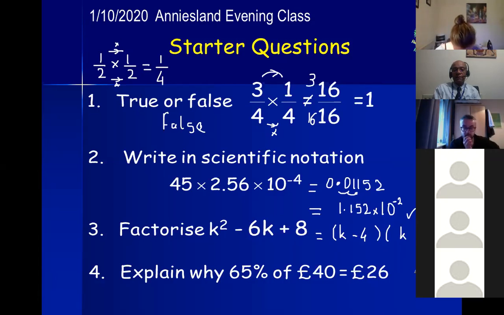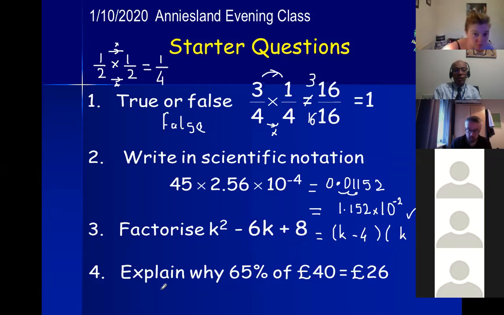That's a lot easier than the ones we looked at just before we started. It's a bit tricky because you need to remember that -4, -2 is -6, and the positive. And the last question on the starter was 65% of £40.